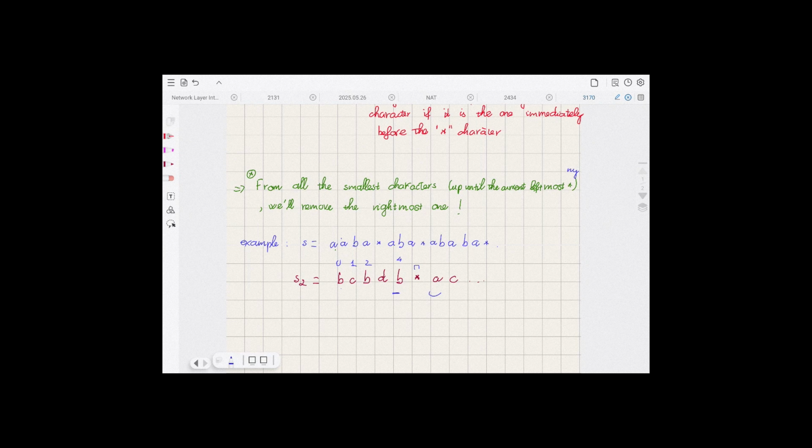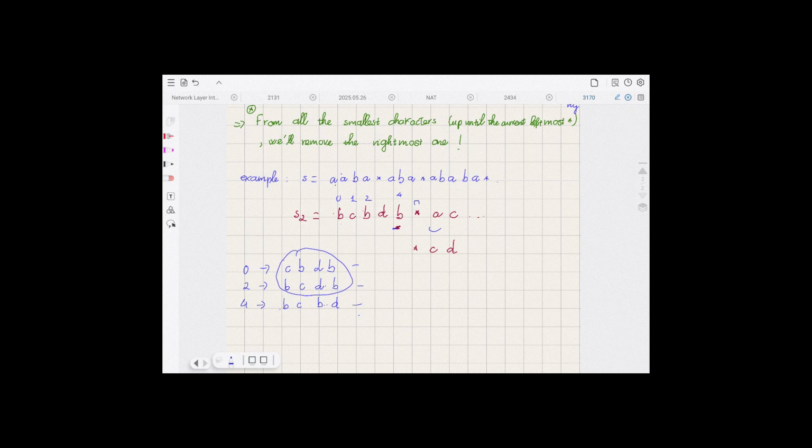Which is smaller than B. And even when it's not A, we will still choose the B at index 4. Why? Because this B is less impactful than the B at index 0 or 2. So we will choose B at index 4.